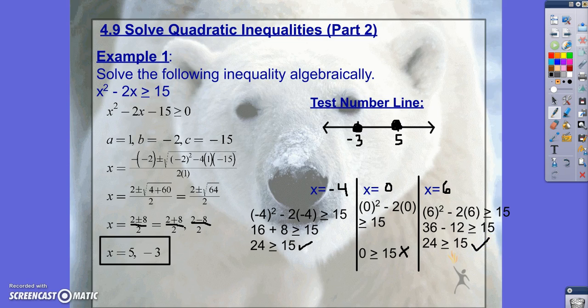So where do we need to tie this in with the number line with the final answer? All right, see where they are true? It's on the outer edges. Go back to your number line. I want you to shade where it's true. So it's this end and it's this end.